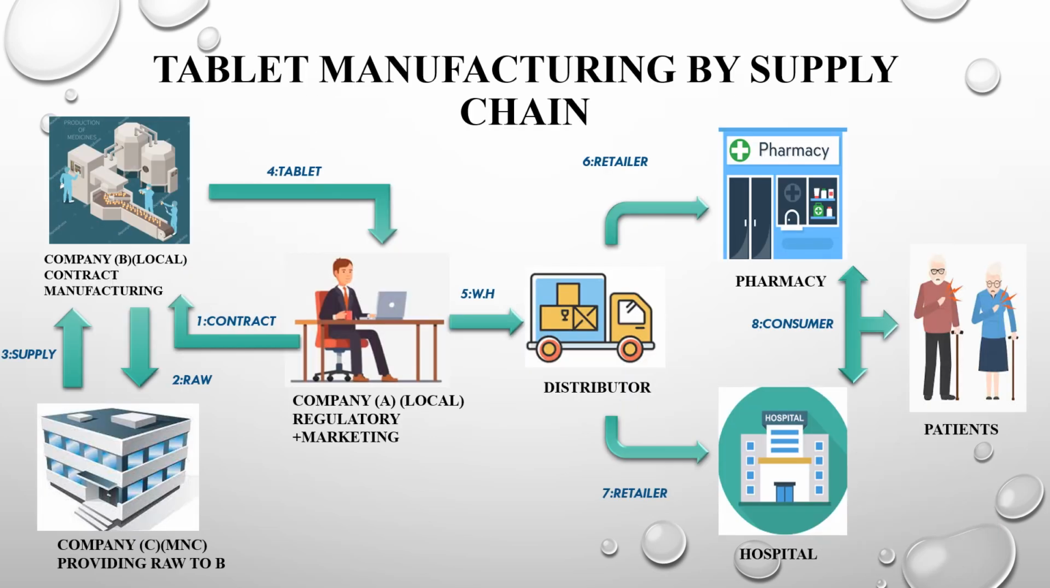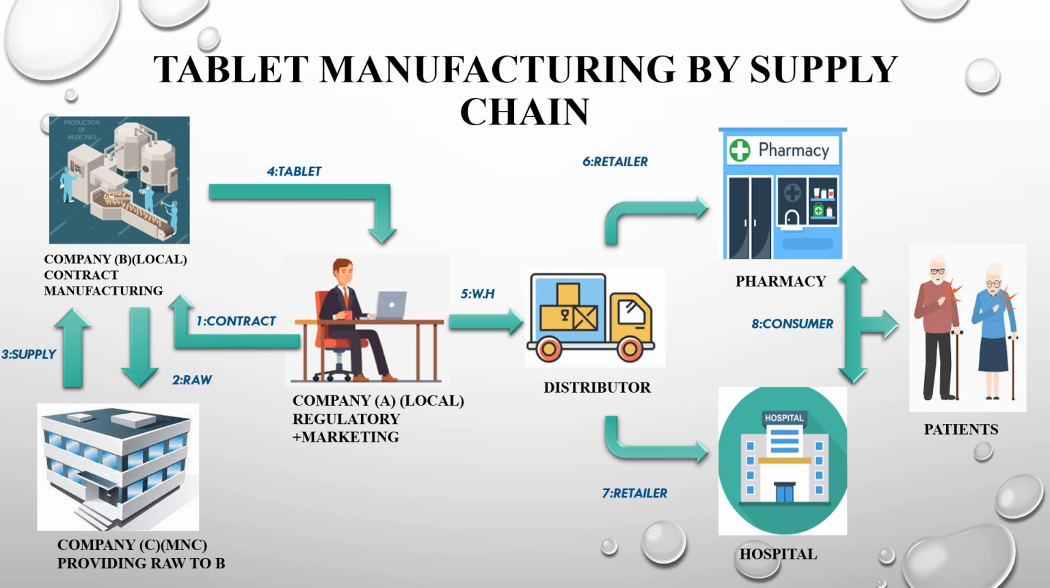Tablet manufacturing by supply chain. There is a supply chain in the manufacturing of tablets. So you can see, company A, the local regulatory plus marketing department, contracts company B, local contract manufacturing, and company C, an MNC, a multinational company, provides raw materials to company B for tablet manufacturing.